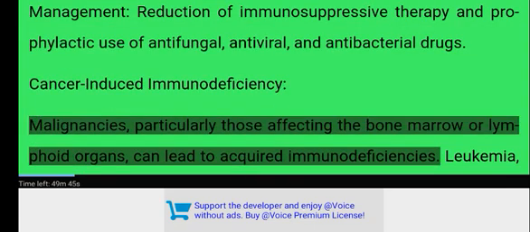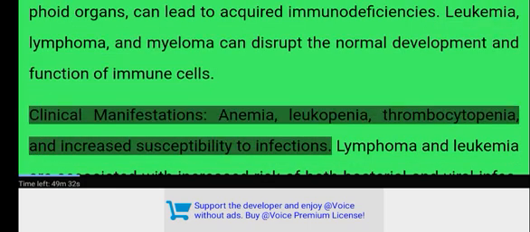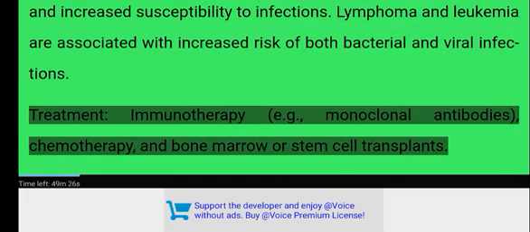Cancer-induced immunodeficiency. Malignancies, particularly those affecting the bone marrow or lymphoid organs, can lead to acquired immunodeficiencies. Leukemia, lymphoma, and myeloma can disrupt the normal development and function of immune cells. Clinical manifestations. Anemia, leukopenia, thrombocytopenia, and increased susceptibility to infections. Lymphoma and leukemia are associated with increased risk of both bacterial and viral infections. Treatment. Immunotherapy, e.g., monoclonal antibodies, chemotherapy, and bone marrow or stem cell transplants.